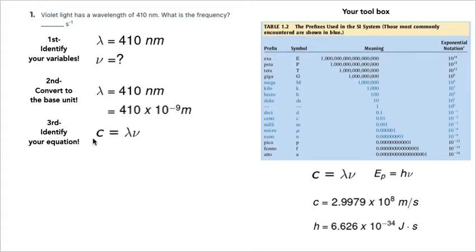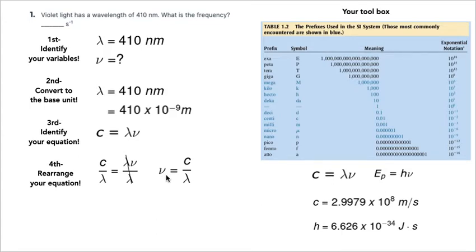Now we can rearrange this equation to solve for frequency, for nu. Let's go ahead and do that. We would divide both sides by lambda, right? And lambda over lambda is equal to 1. And so we can solve for nu. Nu is equal to C divided by lambda. You always should, when possible, rearrange your equation to solve for what you intend to solve for.